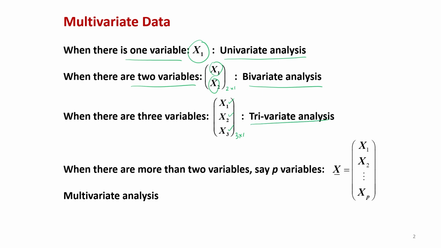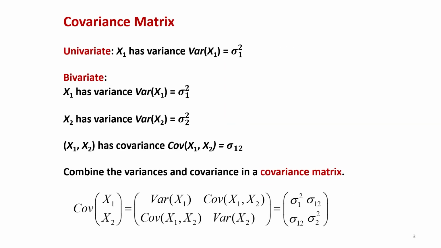Remember one thing, as I said earlier, these vectors are not the data vectors, but they are vectors of variables. Similarly, when we have more than two variables, say p variables x1, x2, up to xp, we write them in the form of a p cross 1 random vector, say x, and then we conduct the multivariate analysis. I am not going to consider the multivariate analysis tools here, but I simply want to extend the concept of variability through the covariance matrix. What is the covariance matrix? Let us try to understand it.